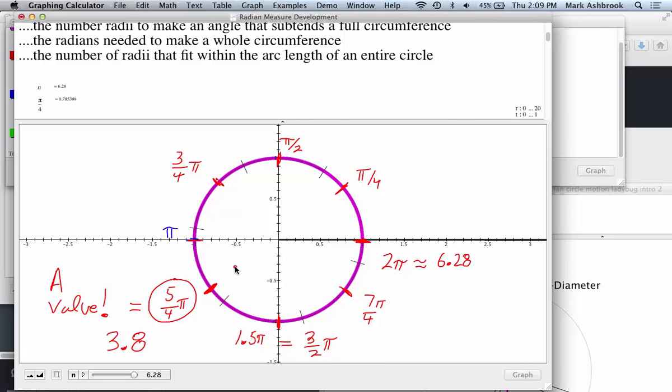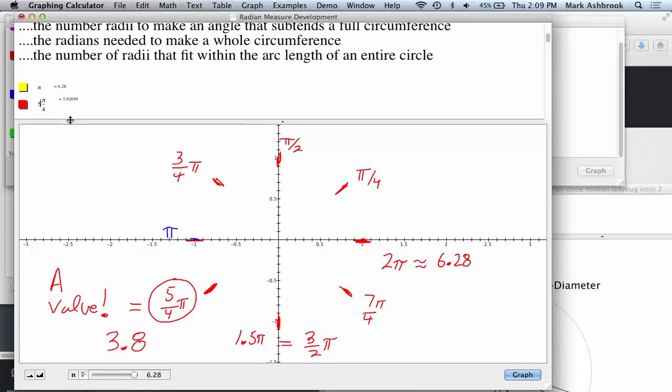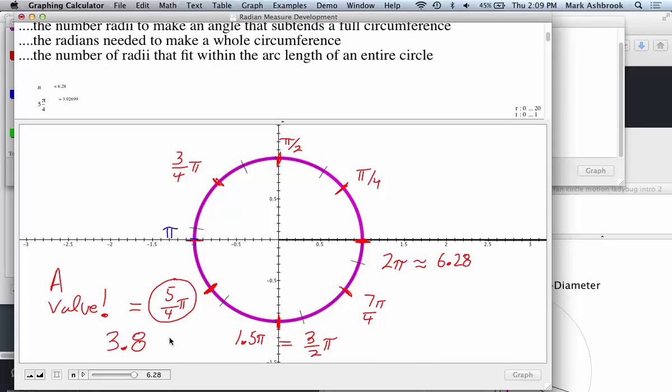Now put 5 pi over 4 in your calculator. Let's see. 3.93. Okay, so that's pretty good estimation. And so a better description then would be the number of radius lengths swept counterclockwise from the 3 o'clock position.